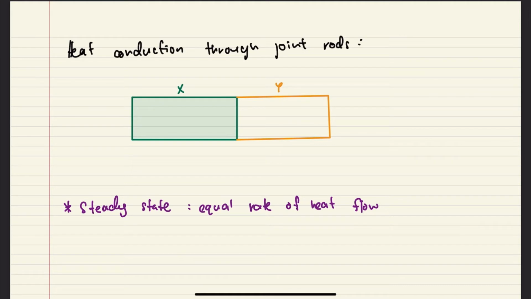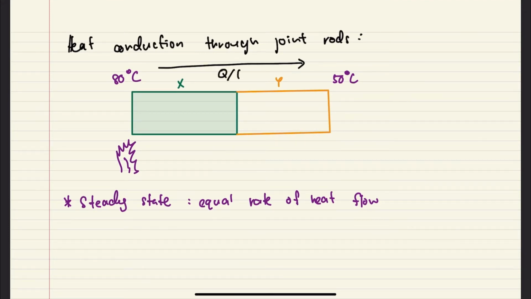And then this one is an example for heat conduction through joint rods. So here, let's say you have two different materials, material X and material Y. So let's say you put some source of heat over here. Let's say this one is maybe 80 degrees Celsius, and this one is maybe 50 degrees Celsius. So obviously the heat will transfer from higher to lower, like this. And this one is Q over T, the rate of heat transfer.